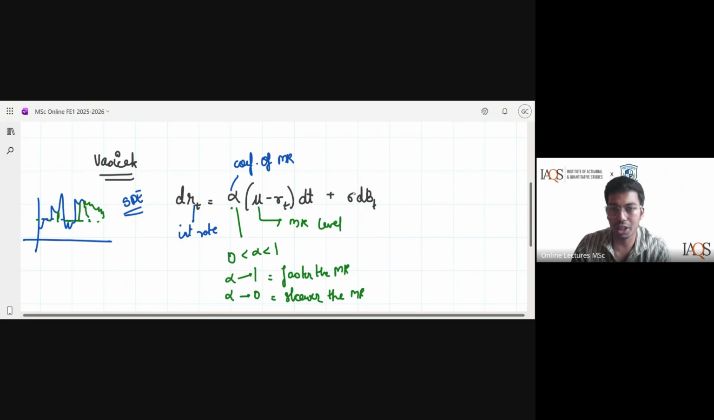Rt is nothing but your short rate. Sigma is nothing but the volatility of interest rates. That is normal. How volatile are my interest rates? Does the SDE make logical sense now? You need not know the derivation of this SDE. This SDE is what you'll have to remember.